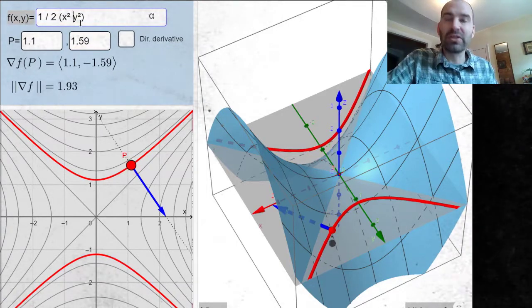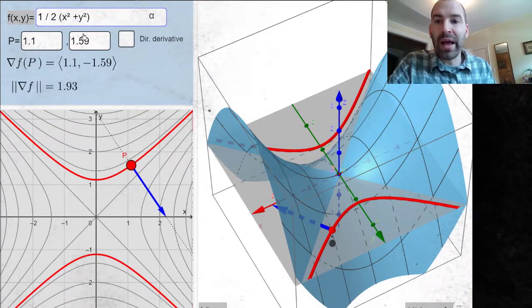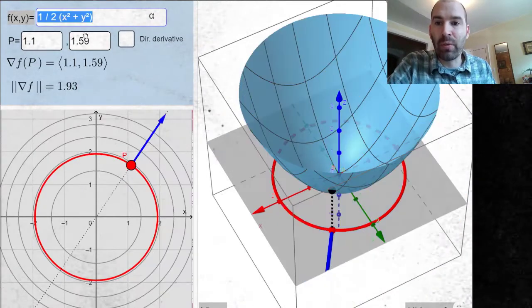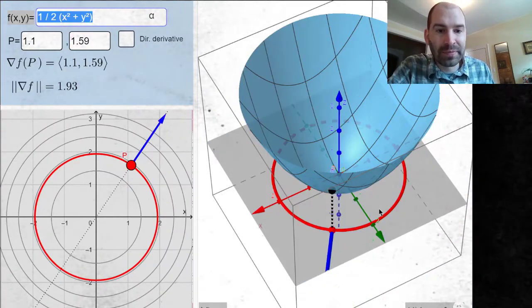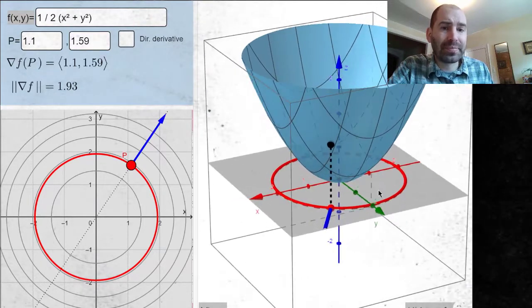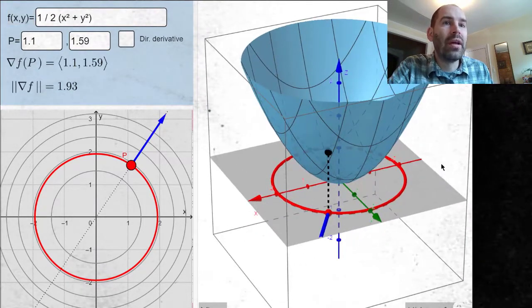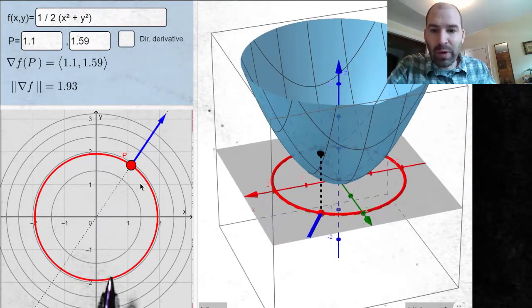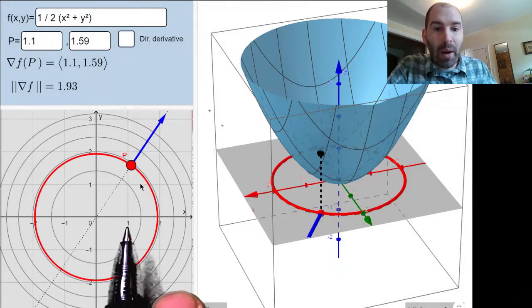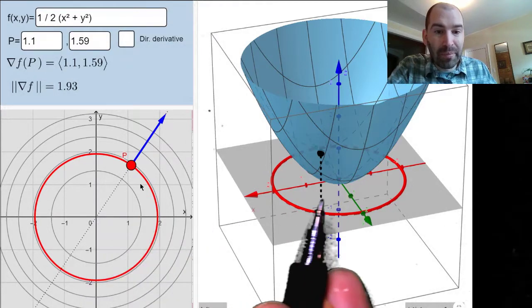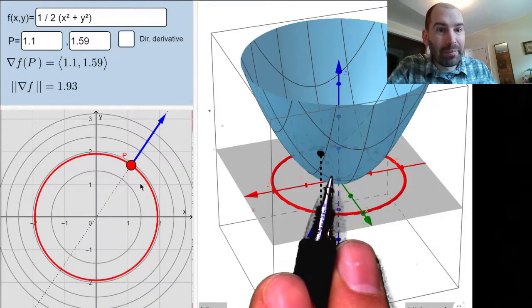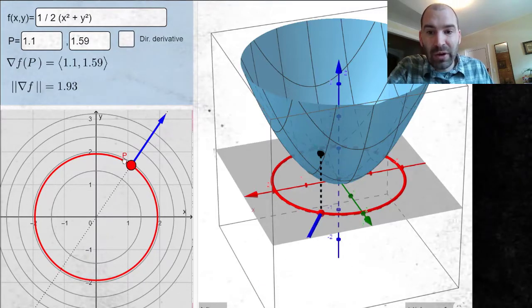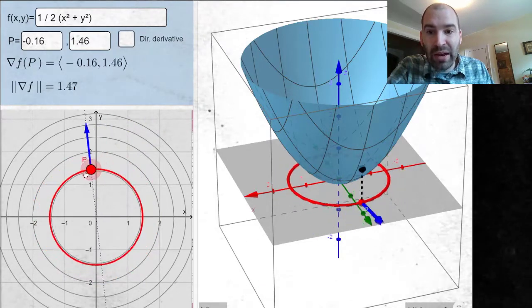Let's change this function around a little bit. Instead of looking at 1/2 x squared minus y squared, let's look at 1/2 x squared plus y squared. In this particular case, the graph is of a paraboloid. If I look in the xy plane over here, to go uphill just means I walk away from that bottom point there. So the gradient vector is always pointing away from the origin.